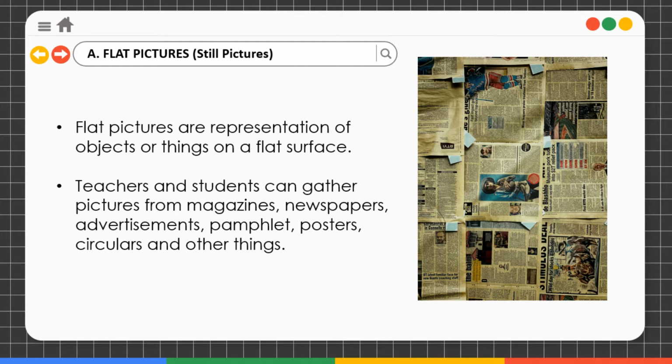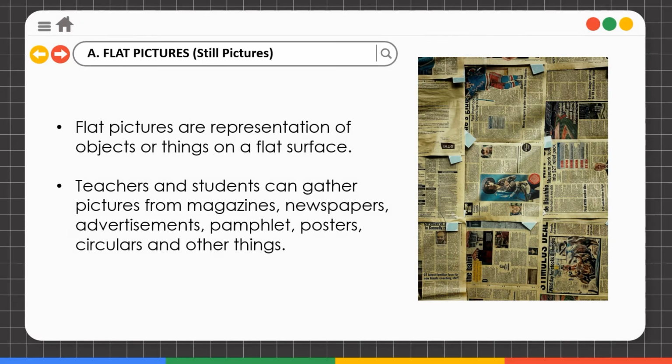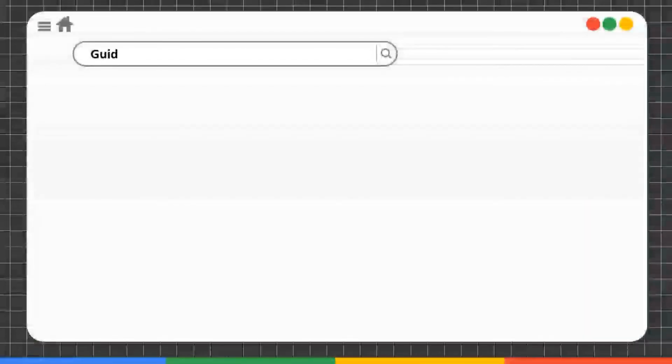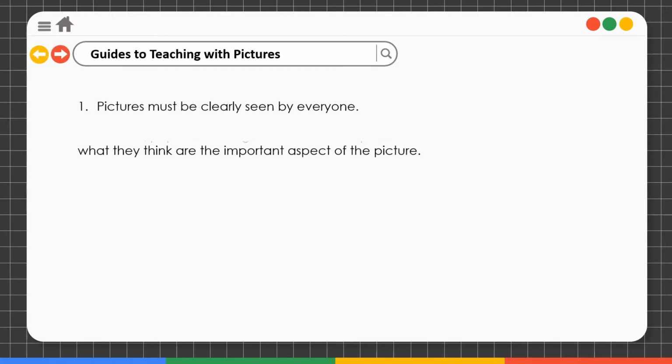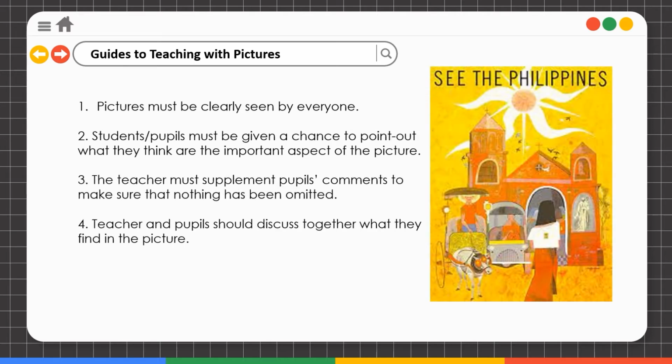This can help illustrate and teach a specific lesson or topics, help learners recall information, and visually explain information that would be difficult to convey using verbal or written terms. In using this type of media, we have some guidelines to be followed. Number 1, pictures must be clearly seen by everyone. Dapat nakikita ng malinaw at nakikita ng lahat, mula sa first line or row hanggang sa pinakahuli.